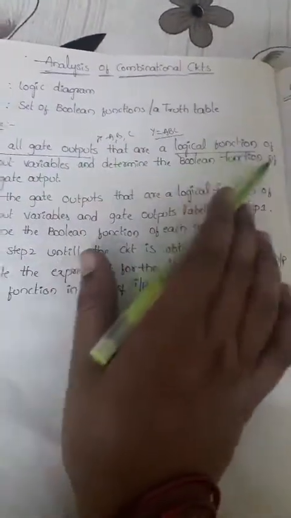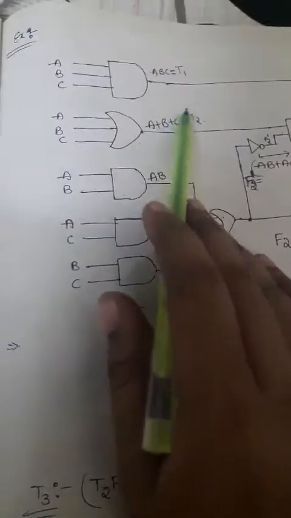First, label all gate outputs that are a logical function of the input variables and determine the Boolean function of each gate output. Is it right? So for each gate output, using variables, we first need to assign the variables for these gates. After that, find each gate output. That is the first point.